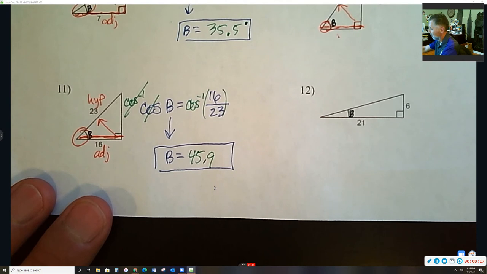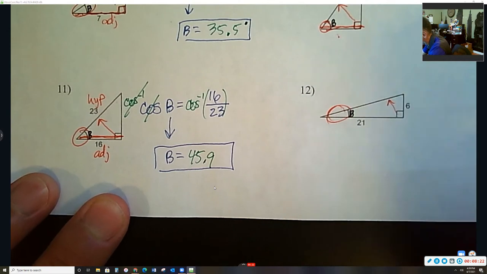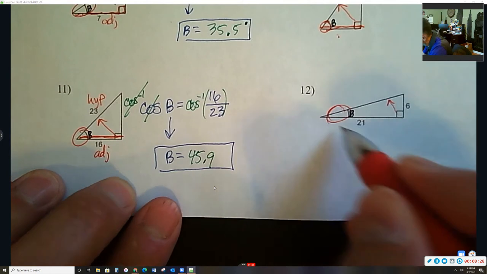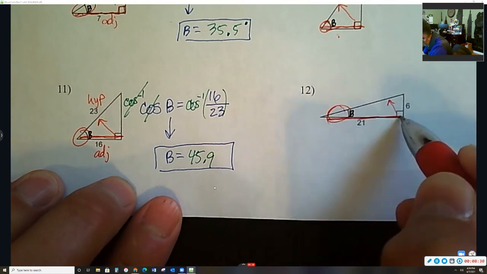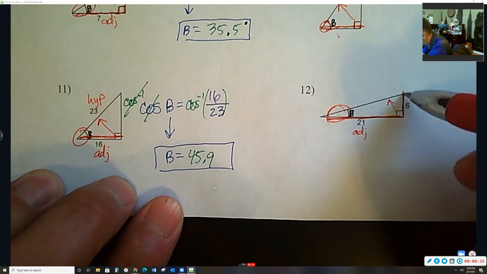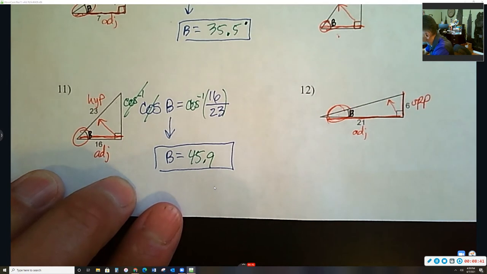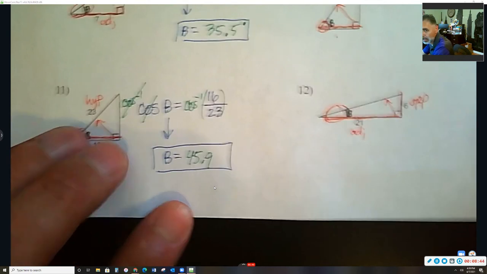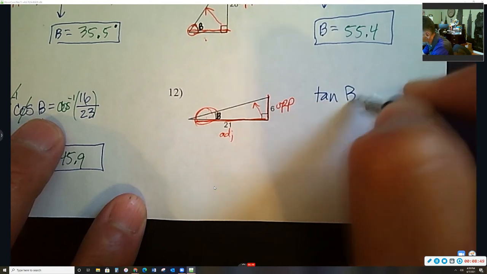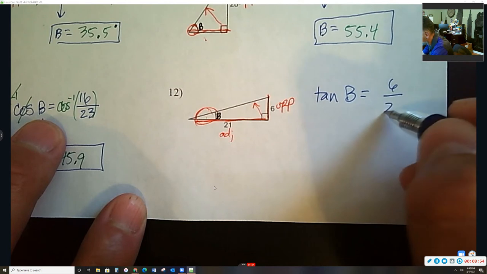Number 12. Last but not least, here's angle B. That's the hypotenuse. We don't have any info about it. I'm not going to write it in. 21, the side that's 21 is next to B. So I know that's the adjacent side. 6 is way over here. I know that's the opposite side. Opposite, adjacent, you should automatically think tangent. Tangent of angle B is equal to the ratio opposite over adjacent.